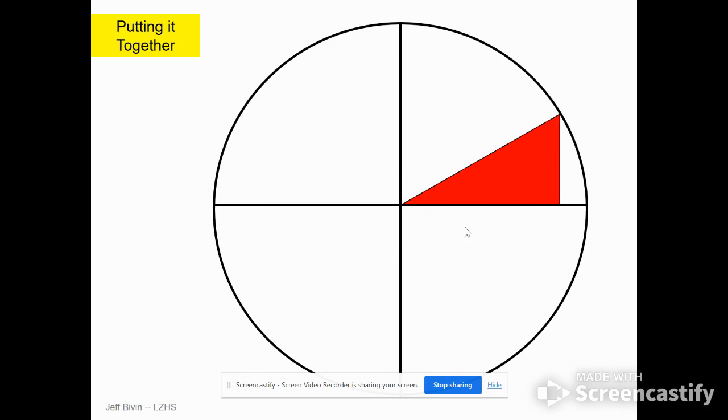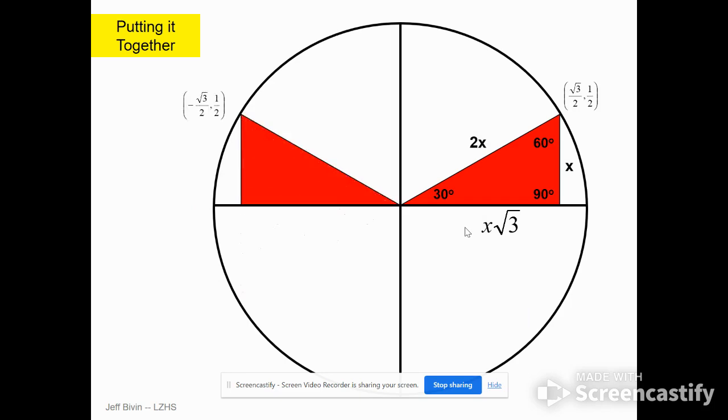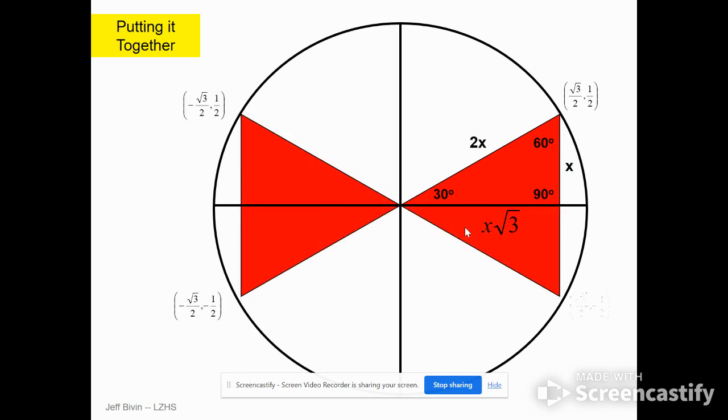So now let's put this all together. So I'm going to take my 30-degree triangle with my ratio. I'm going to put my coordinates in. So anything that's a 30-degree reference angle is going to have the coordinate √3/2, 1/2, changing positives or negatives depending on the quadrant.